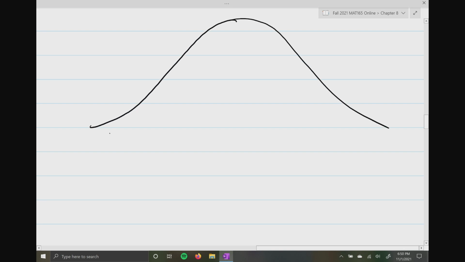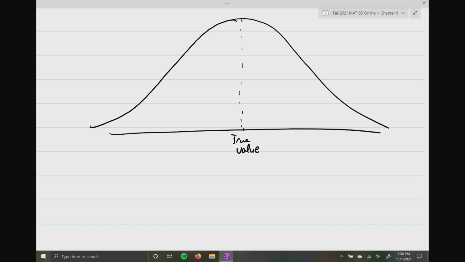So here we have a normal curve. And we know that right down the middle is our true value. We have no idea what this is, but we know it's going to be right down the middle. Now, in order for us to create a confidence interval, we need a margin of error. So we need our margin of error.